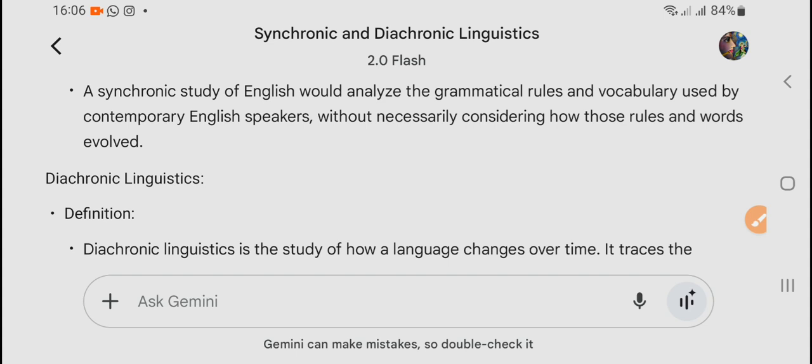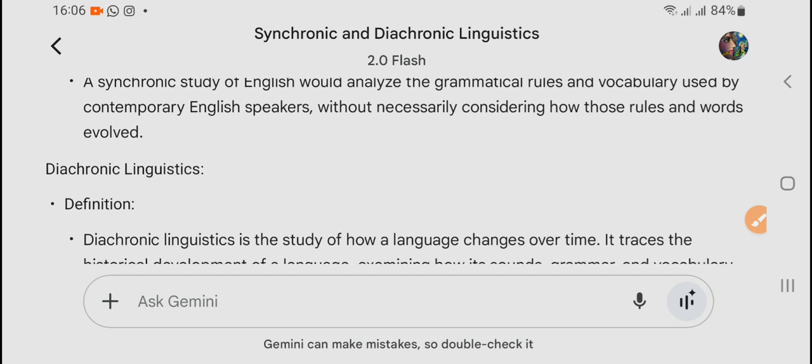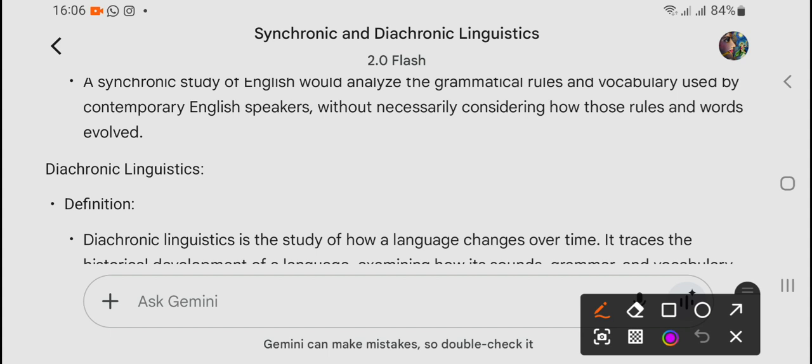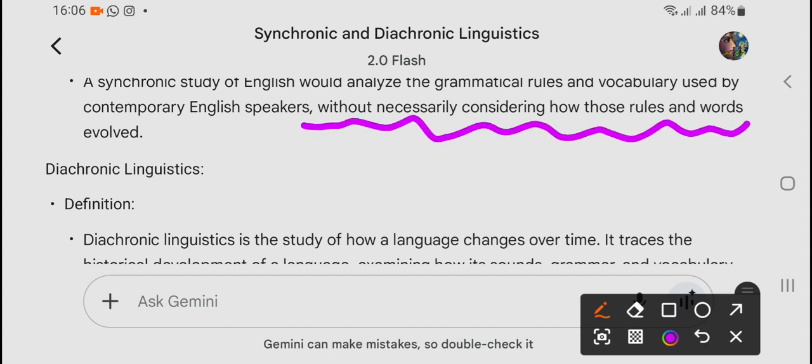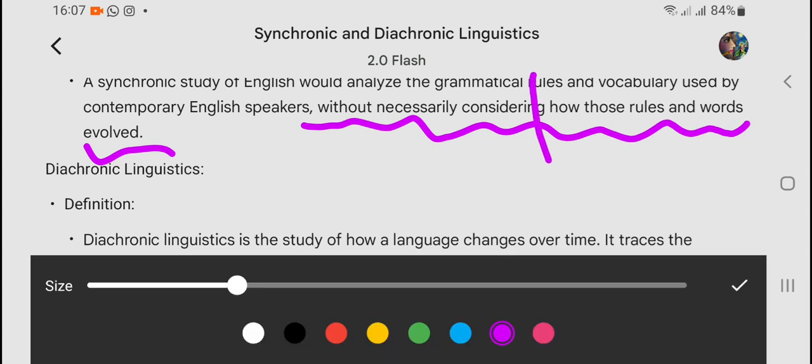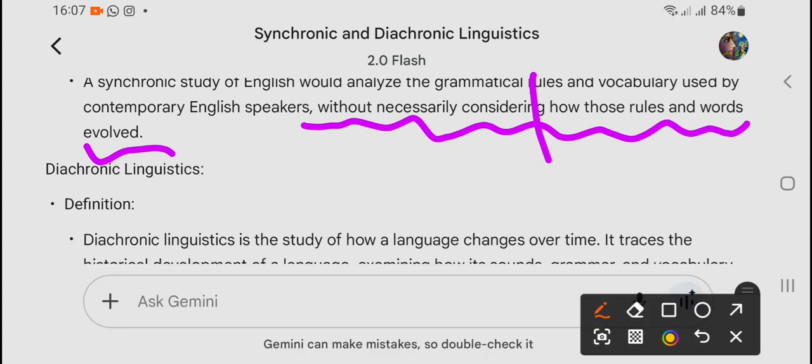It means you use similar words, phrases, clauses, which I have to remember, without necessarily considering how those rules and words evolved. Very important part: without necessarily considering how those rules and words evolved. You don't bother how the grammar evolved, only what is going on right now.